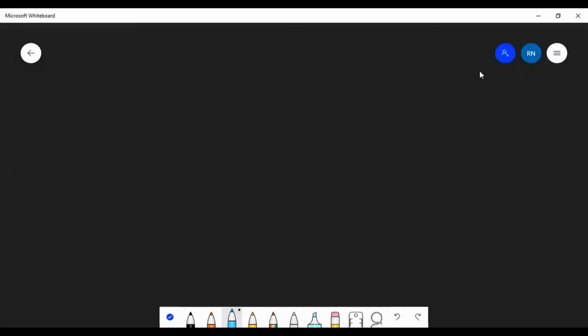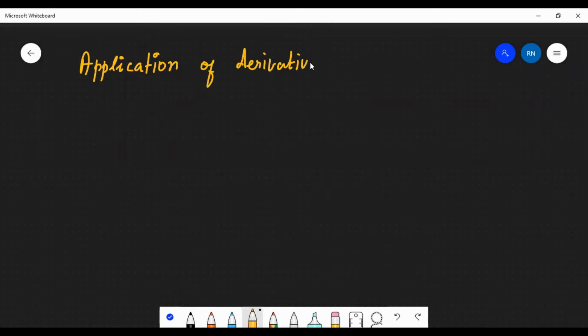Applications of derivatives. What are the applications we are going to study? You are going to use the concept of the derivative in various practical aspects: geometrical aspects, graphical aspects, and daily life also. Okay, so make sure we are going to study five different applications.